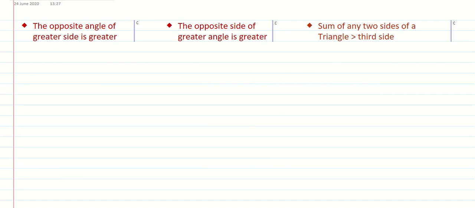You know that the opposite angle of a greater side is greater, no? So that depends on this. Let's say we have angle A, angle C, and angle B. Let's say angle A is smallest, then angle B, and then angle C.